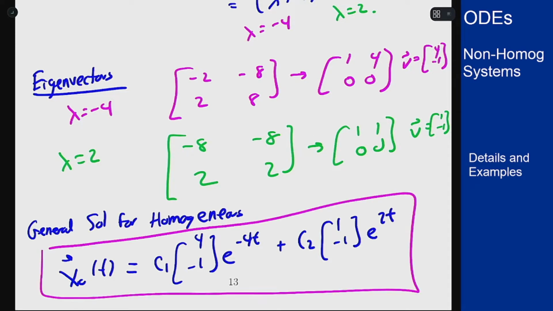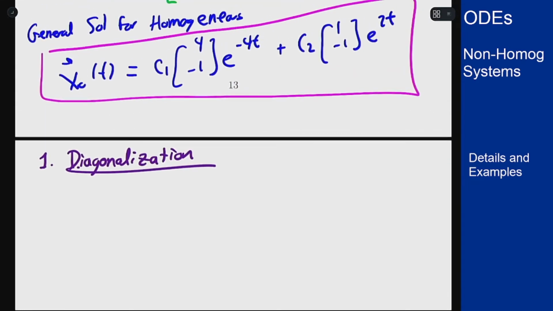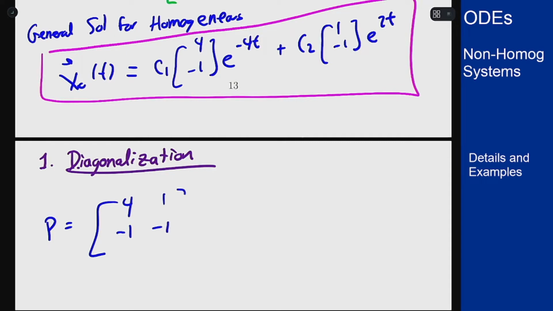With this now set, we can go into each of our three different methods for solving the non-homogeneous part of the problem, because we need this basic information for all of them. Method 1 is diagonalization. With diagonalization, we can look back at our solution and use that to build the matrix P, which is the eigenvectors in a matrix, and D, the eigenvalues in the same order.